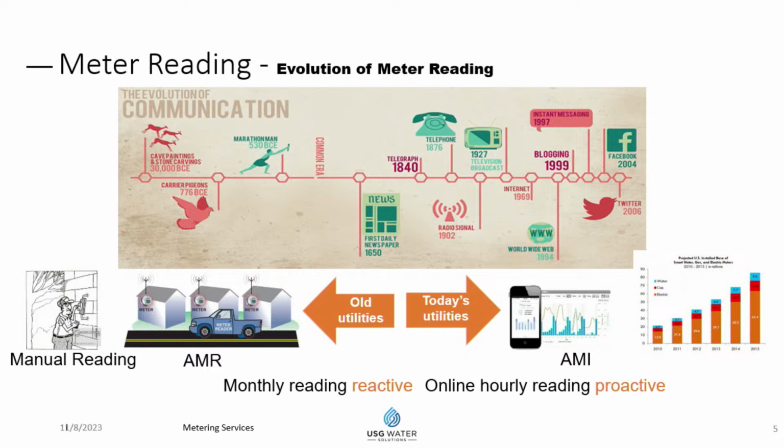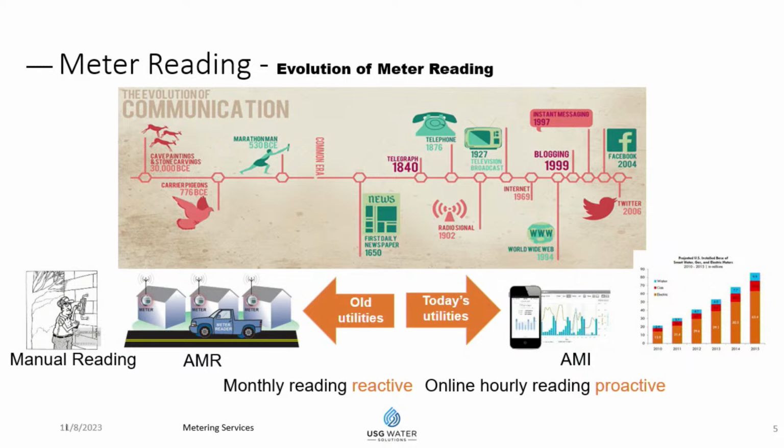So let's talk about the evolution of meter reading. So let's first talk about the evolution of communication. All the way back 30,000 BC, communication was basically paintings on cave walls. That's how people communicated and relayed information. Then as we go through the timeline, we get into the 1840s and we have the telegraph. 1902, that's when the first radio signals were produced. 1927 was the first television broadcast.